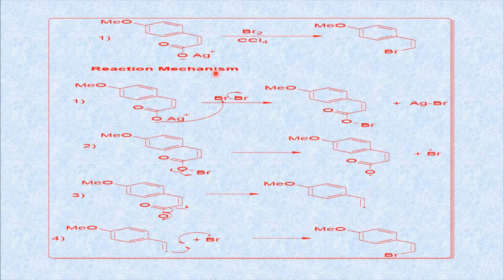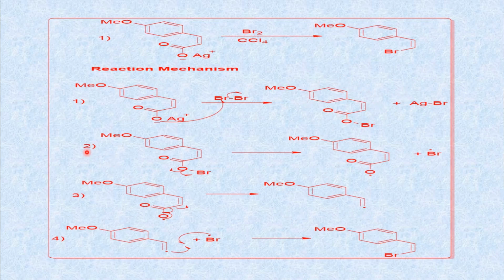In the first step, you are using the silver salt of the carboxylic acid and reacting it with Br2. The O minus attacks this Br, and the other Br is the leaving group. The oxygen forms a bond with one bromine, and the silver forms a bond with the other bromine. It converts to AgBr, which is a byproduct here, plus silver bromide, and you will get OBr.